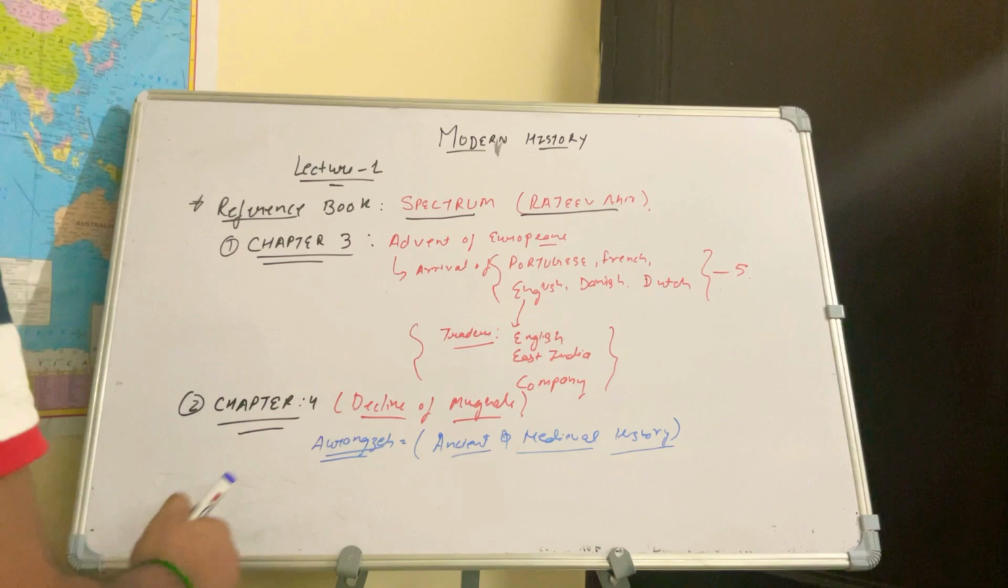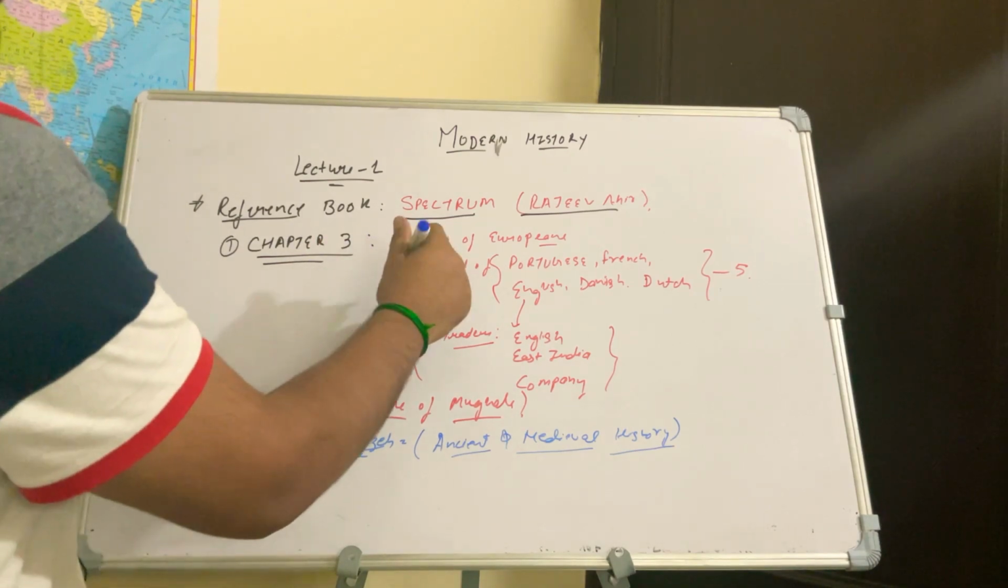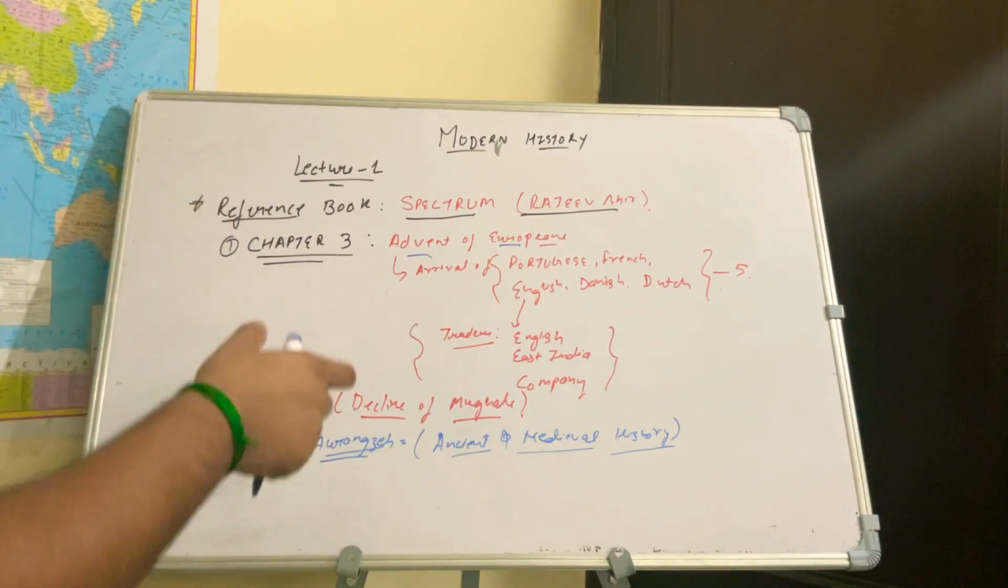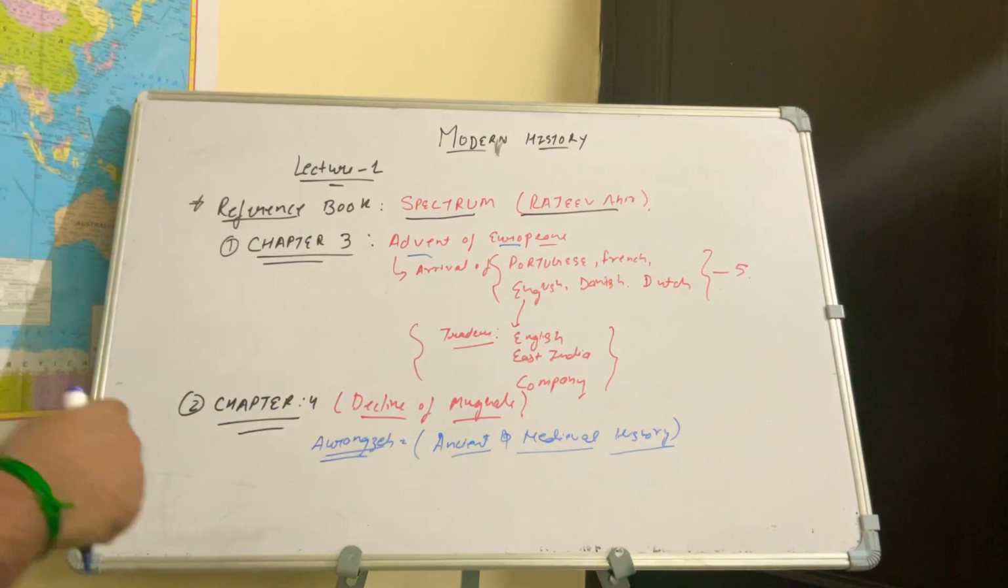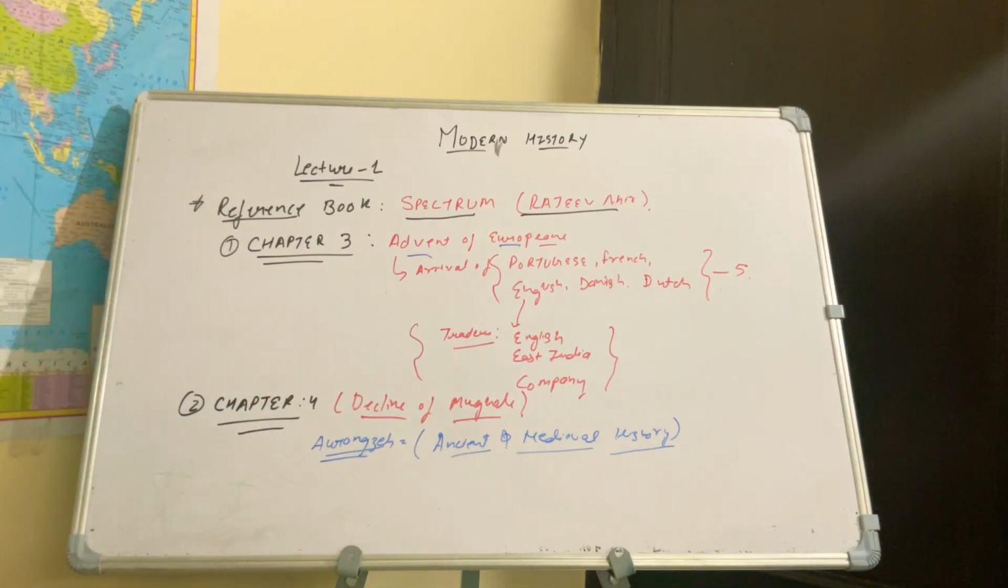In modern history, we'll be studying firstly the advent of Europeans, and subsequently what caused the decline of Mughals, and how after Aurangzeb there was no Mughal emperor who was able to contain the supremacy of the Mughals in front of the Europeans that were coming to the Indian subcontinent. So I hope you have understood what we are about to study in this lecture.